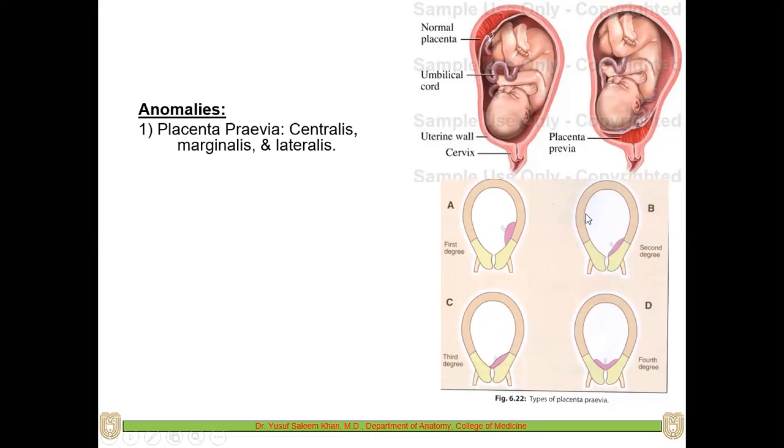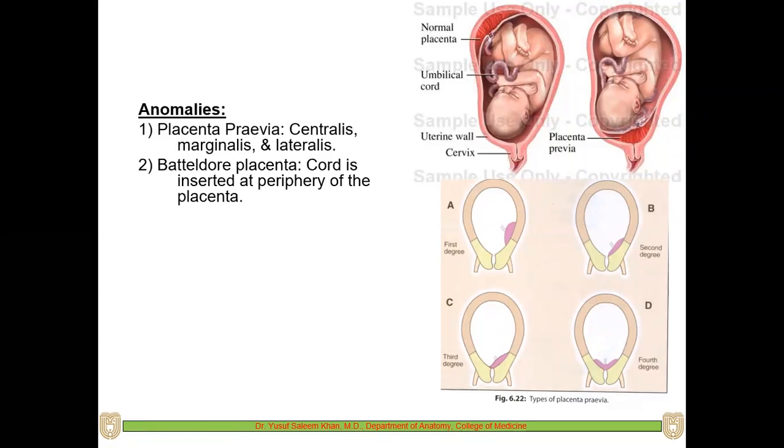Some physicians also describe it as 1st degree, 2nd degree, 3rd degree, and 4th degree. So this is called placenta previa, where the placenta is much lower than what is normal, and it is usually covering the cervix. The cervix is important because it creates problems in delivery.